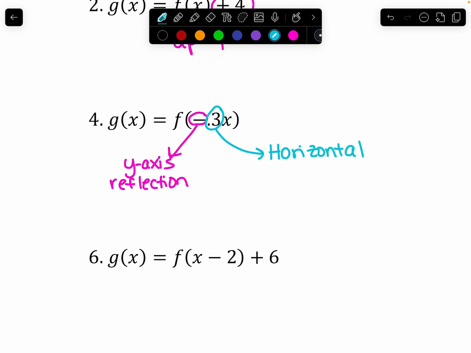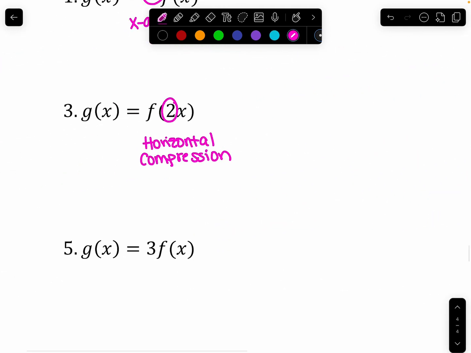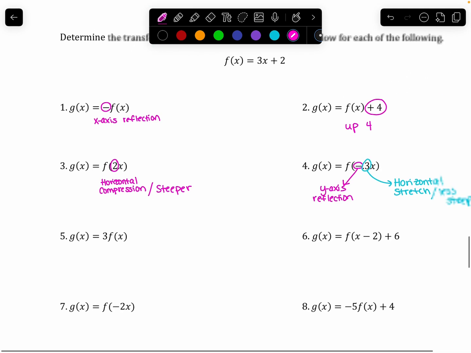Because it is a number that is less than 1 but greater than 0, this is actually going to be a horizontal stretch. I should have mentioned this earlier. This is a horizontal stretch. This is also going to be something that is less steep. And over here, this is a horizontal compression, and this is actually going to also be your graph getting steeper.